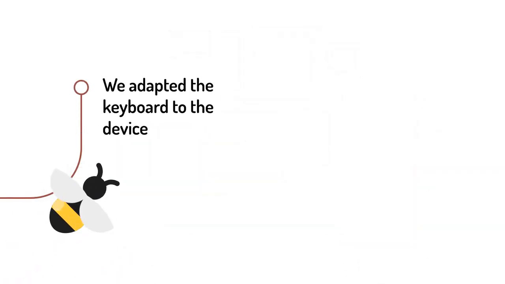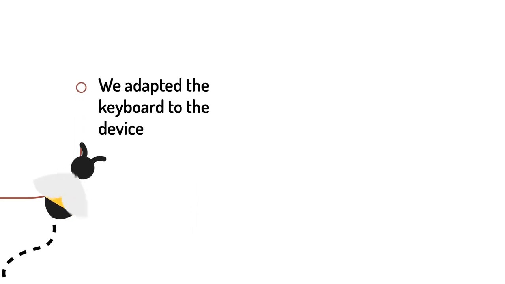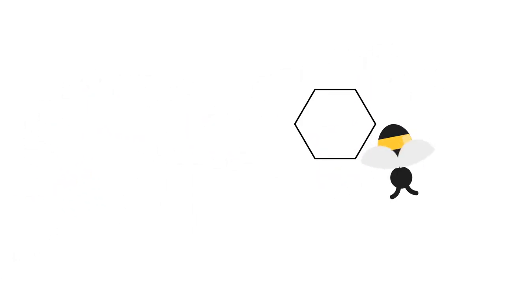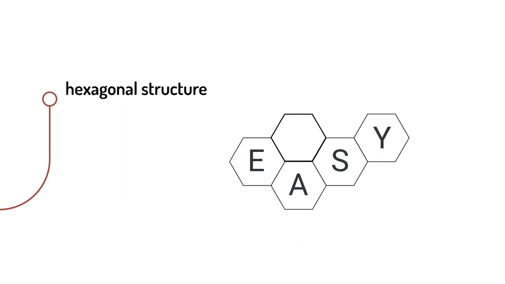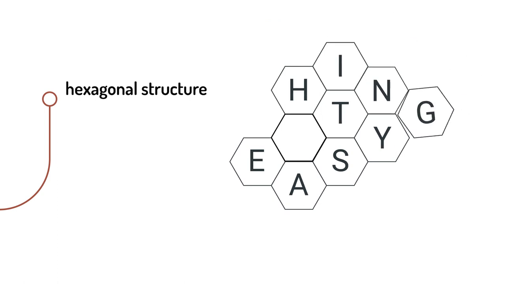To fix this problem, we adapted the keyboard to the device. How? We optimized the space by using a hexagonal structure, the most efficient structure in nature, which increases the key size in the same device area up to 50%.